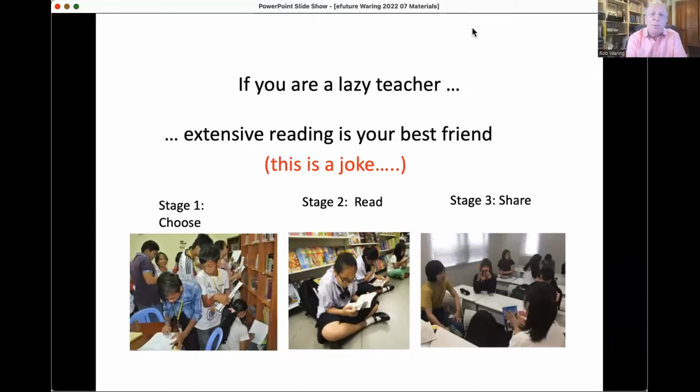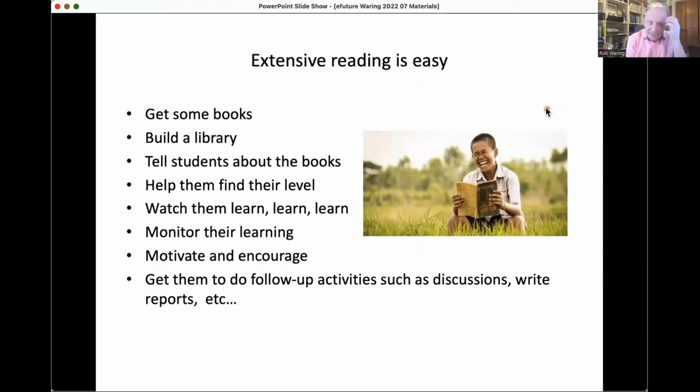So it's very important. Once you've set this thing up, there's not a lot to do. There's no teaching in extensive reading. You don't stand and teach anything on the board. There's no textbook for extensive reading. It's just get the students to read material. So my joke is, if you're a lazy teacher, it's your best friend. So in that sense, it's very easy.